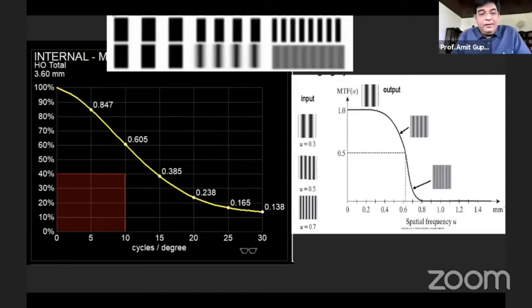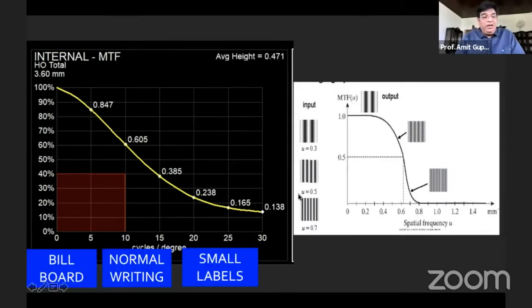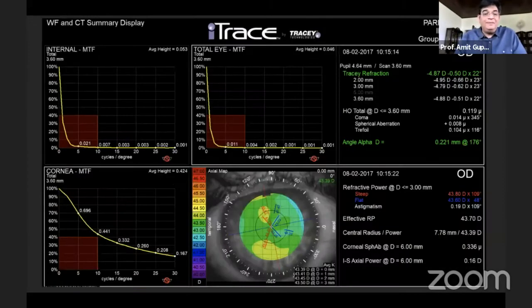In very practical terms, if we are somewhere at the beginning with a high contrast of 100%, it would be something like reading a billboard. On the other hand, once we move towards the right, it would resemble the amount of effort we take to read normal writing. And as we go further down, it would be something like reading small labels on those prescription bottles, which are very difficult to read.